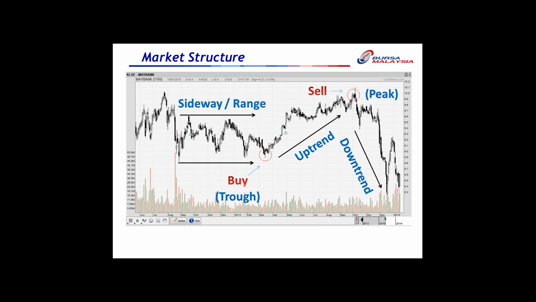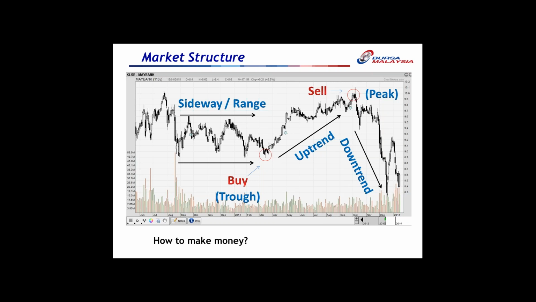And the third structure is where the price goes sideways, or we call it ranging, or in a consolidation period. And this is usually a period where the investors come in and accumulate the stocks. So the price doesn't move up and down too much and is consolidated within a certain price range. So this is what we call a sideways, a range, or a consolidation period.